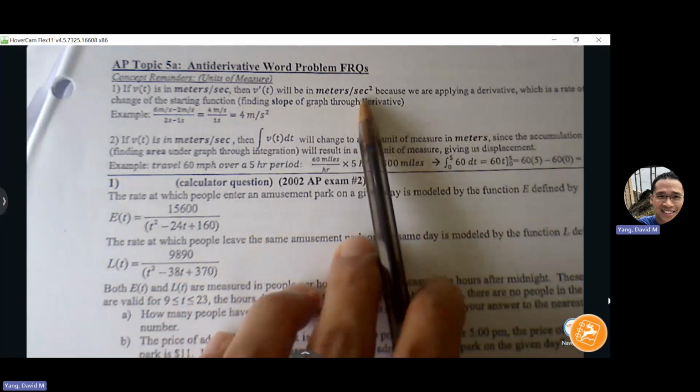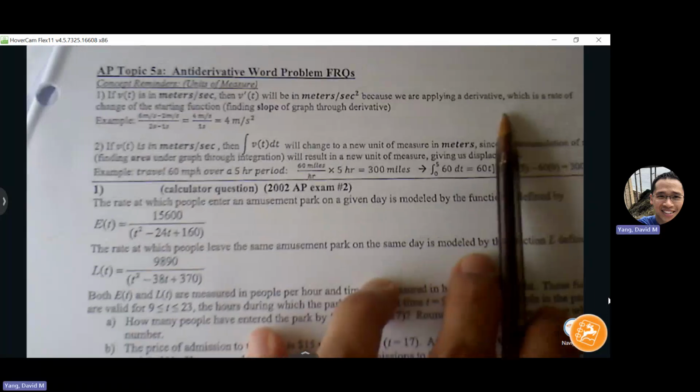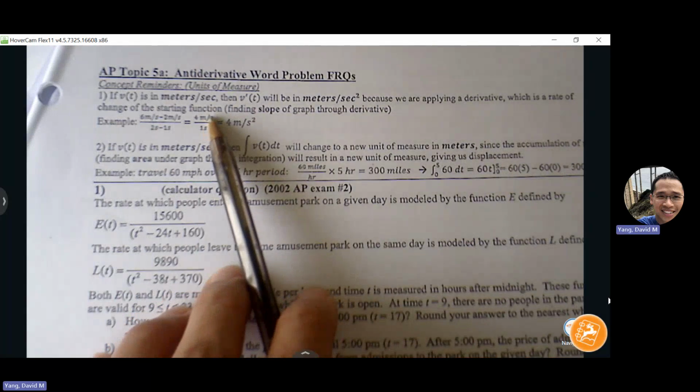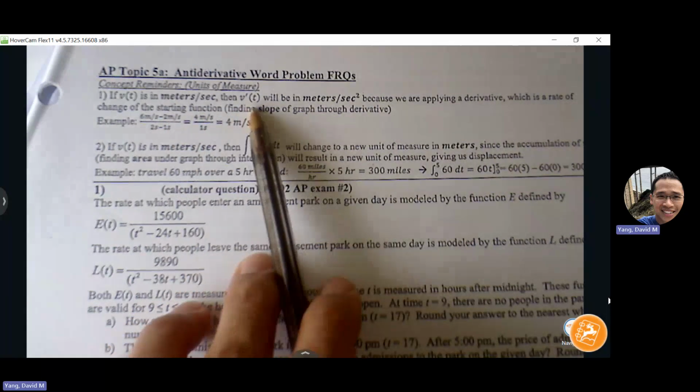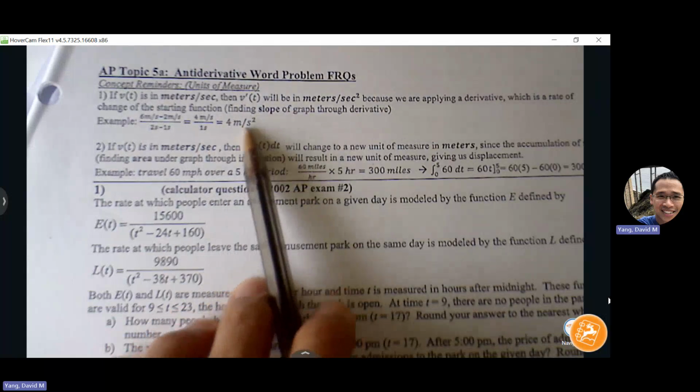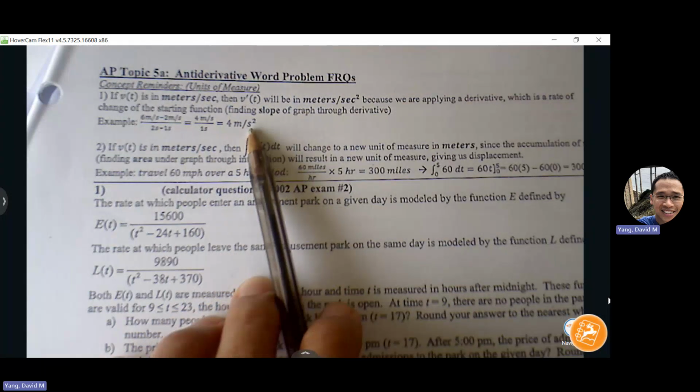So velocity becomes acceleration, which turns into meters per second squared because we're applying a derivative, which is the rate of change, and rate of change is slope, and slope is change of that unit divided by change in time. And if we're dividing by change in time, we're making some changes to our units.